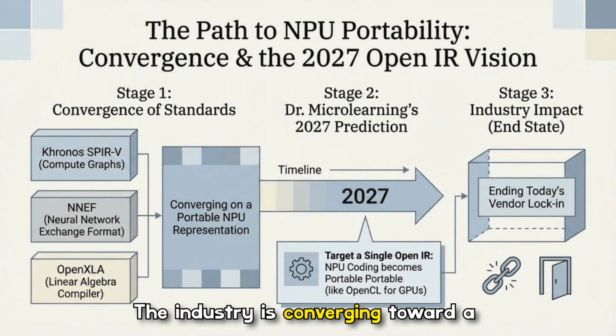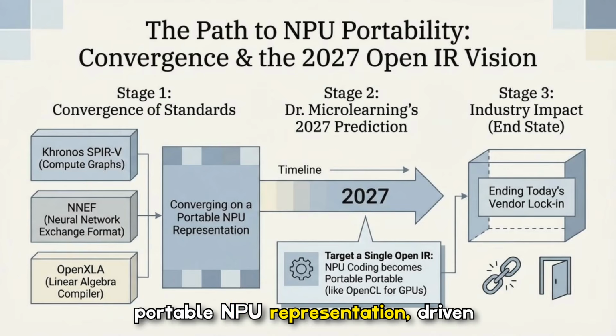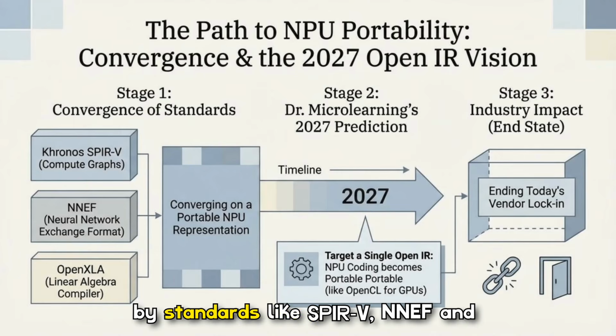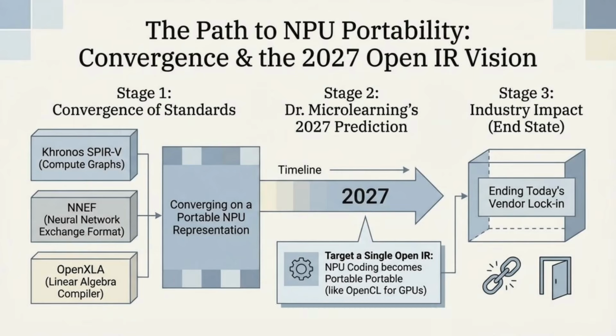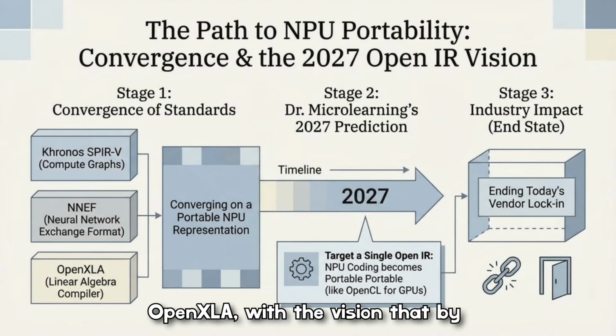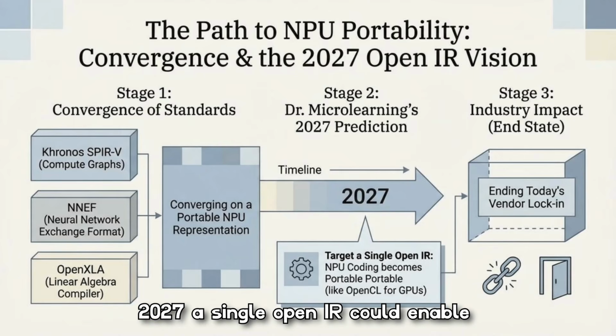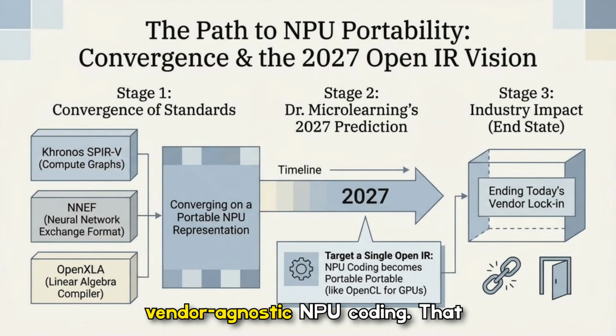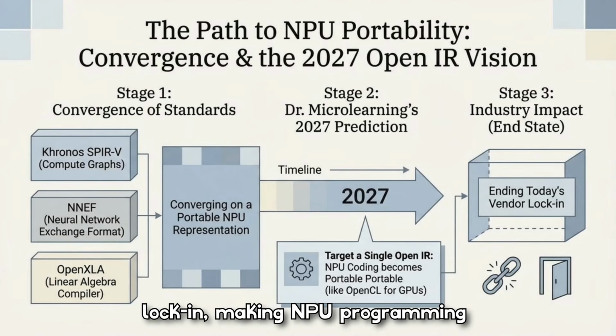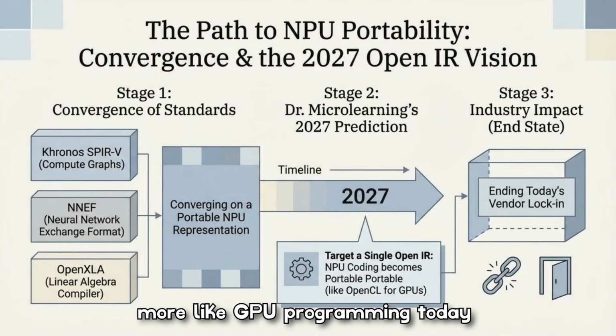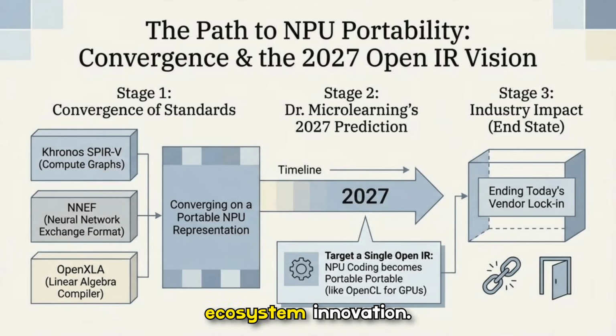The industry is converging toward a portable NPU representation, driven by standards like SPIR, NNEF, and OpenXLA, with the vision that by 2027, a single OpenIR could enable vendor-agnostic NPU coding. That end state would reduce vendor lock-in, making NPU programming more like GPU programming today and enabling broader portability and ecosystem innovation.